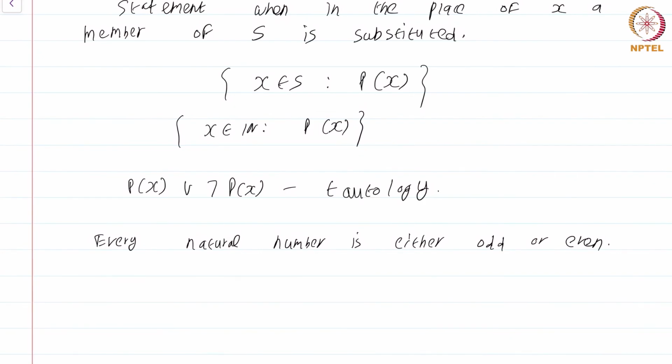But statements in mathematics are rarely of this type. They are usually not tautologies. They are usually implications. They are statements of the type P implies Q. You have to establish P implies Q, rather you will have to provide a proof. So in the next module, I will talk more in detail about proofs.